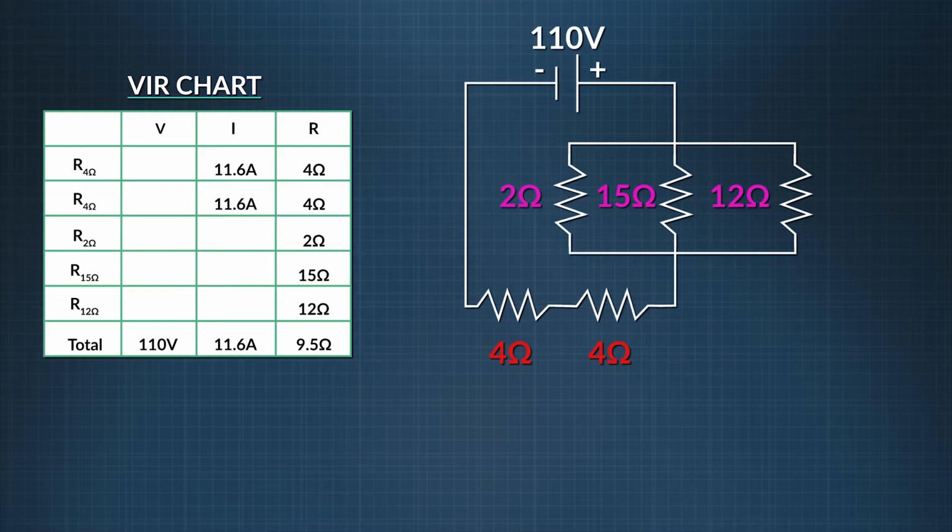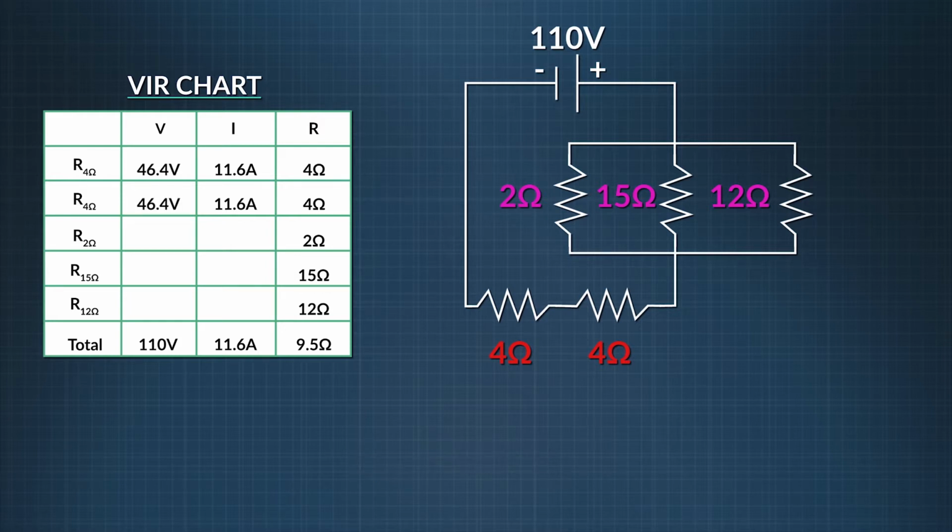We now have 2 out of 3 variables, so we can find the voltage across each of those resistors. Using Ohm's law, we can find the voltage drop across each 4-ohm resistor. Voltage equals 11.6 amps times 4 ohms, so it comes out to 46.4 volts per 4-ohm resistor. Now, we'll put those values into our chart.